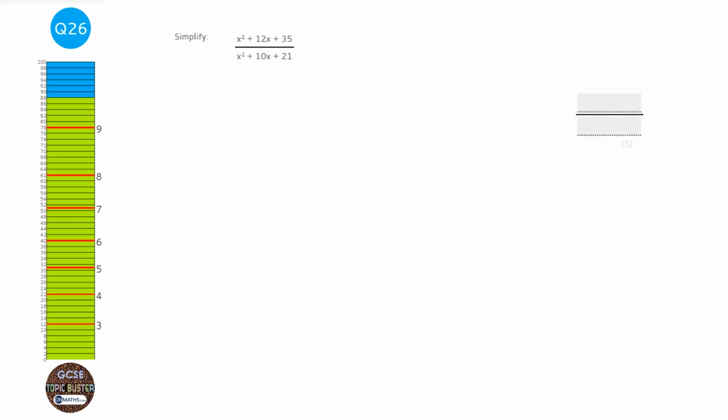To simplify a fraction, you need to divide top and bottom by something. So if I just try and divide top and bottom by something now, I need to find something that all six terms have in common. Well, there is nothing that all those terms have in common. So the way of starting this is to factorize the top and bottom, so put them into brackets, and then something will turn up. So let's factorize the top.